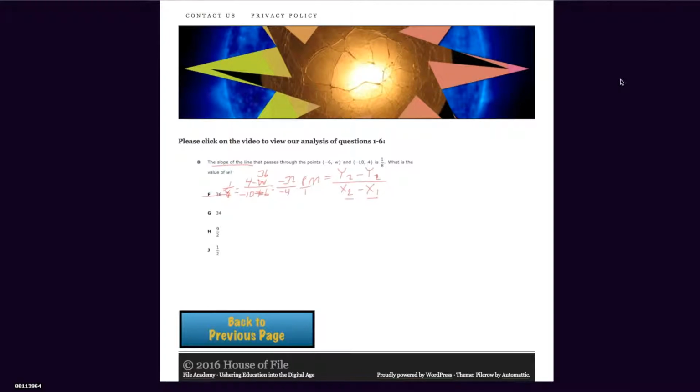And we're just going to go ahead and put the 34 in for W. 4 minus 34 over -10 minus a -6. All of these are going to be the same at the bottom. So anyway, that's going to equal -30 over -4. Once again, that's going to have the bigger number on top, so it can't work because we are looking for 1/8. Remember, we've got to come up with 1/8.